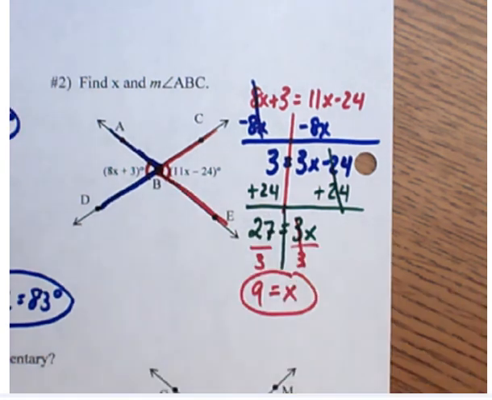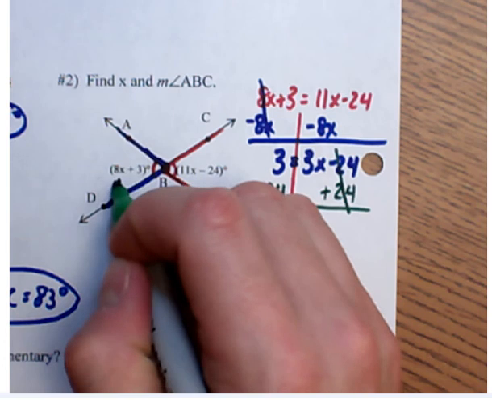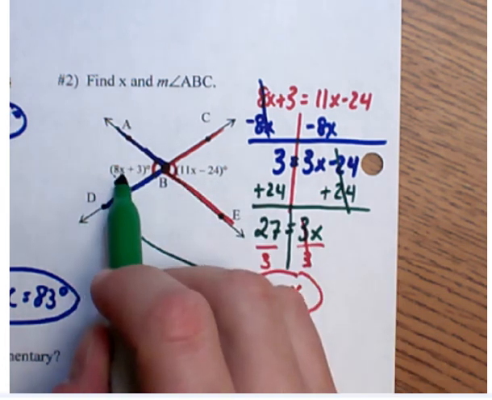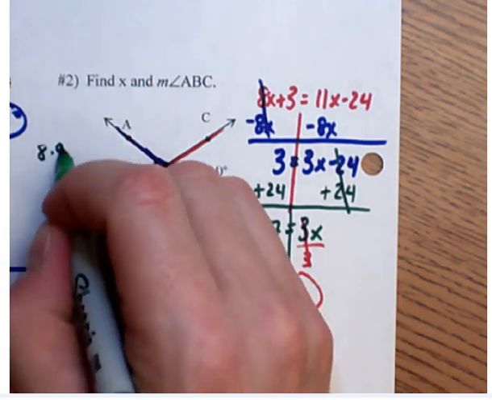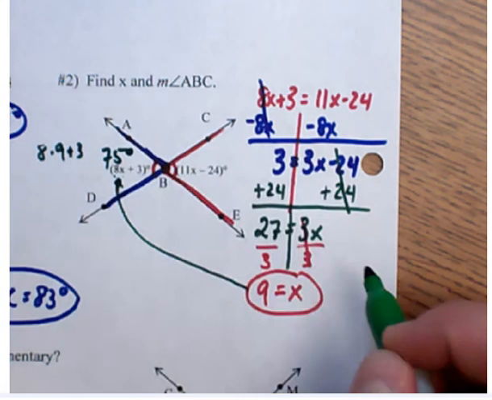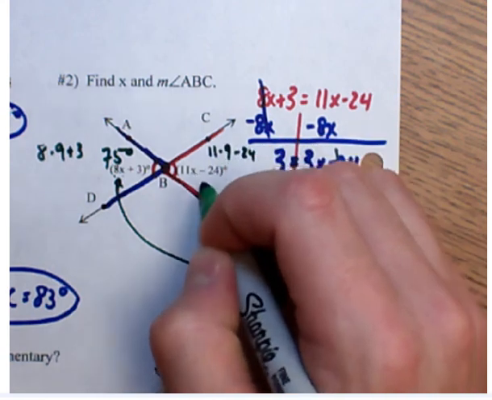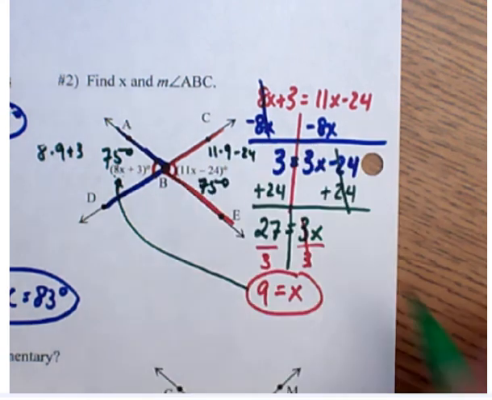Well, let's go to the picture. Let's take the 9 and substitute. So 8 times 9 plus 3 is going to give us 75 degrees. 11 times 9 minus 24 is also going to give us 75 degrees.